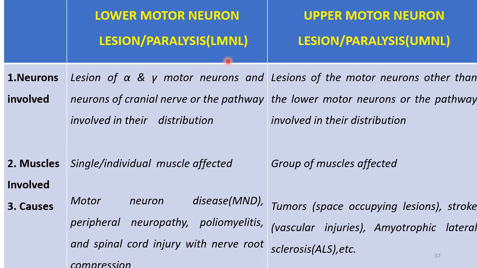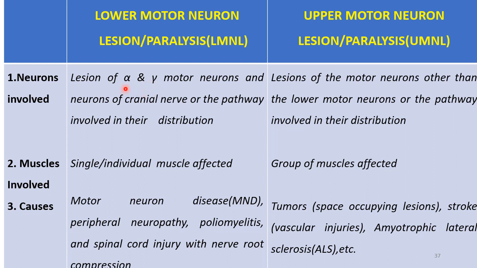So we should be very clear how these lesions affect the reflexes, so that we'll be able to study posture and tone clearly also. So first of all, talking of the neurons involved. The neurons involved in the lower motor neuron lesion will be the lower motor neurons. So what are the lower motor neurons?